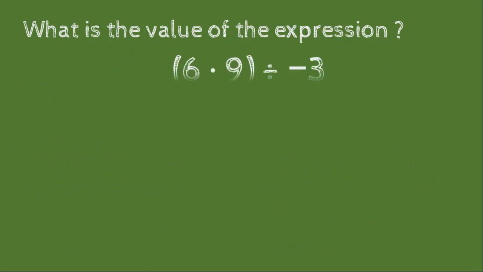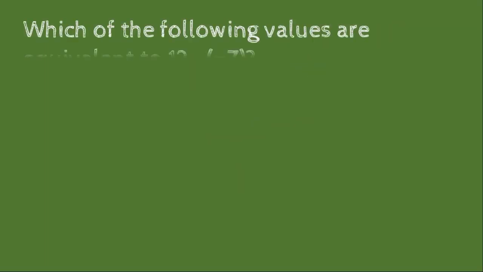What is the value of the expression parentheses 6 times 9 divided by negative 3? The way we do that is we do the parentheses first. 6 times 9 equals 54. Now we can easily remove that parentheses. 54 divided by negative 3 is negative 18. Remembering that if there's a negative number, the answer will also be negative.